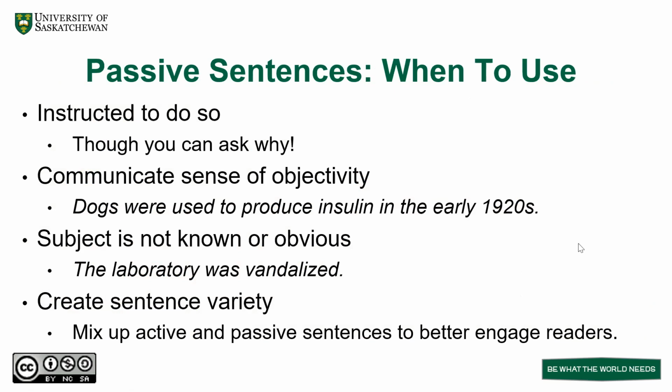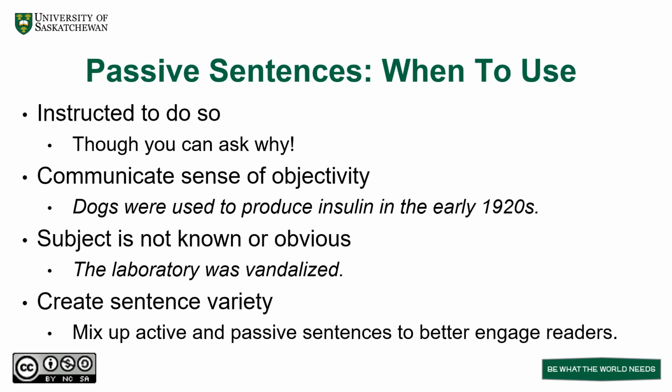mainly because readers tend to understand information that's stated more actively more easily. But again, all writing has its place. Passive sentences, you can use them if you're instructed to do so, but you might just want to ask why. Sometimes they are used to communicate a sense of objectivity.